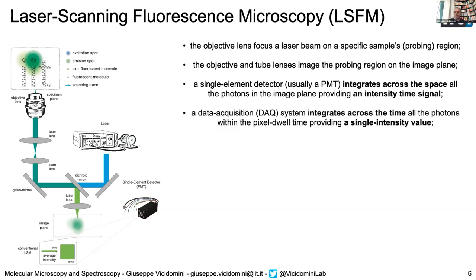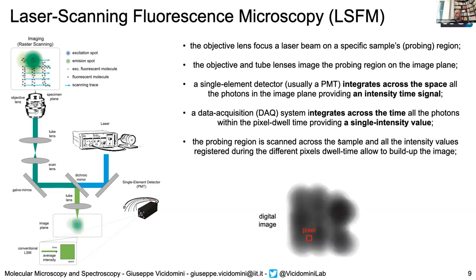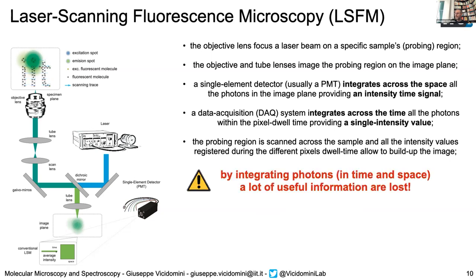Then my microscope has a data acquisition system that also integrates in time. Since it's a laser scanning microscope, I need to scan this spot, this diffraction-limited probing region, across the sample until I build up my digital image. That's basically how the image is formed in a conventional laser scanning microscope, in your confocal microscope for example. But it's clear that we are losing a lot of information during this process.